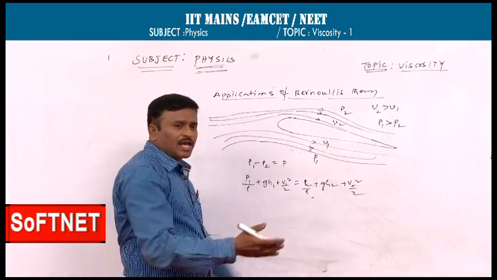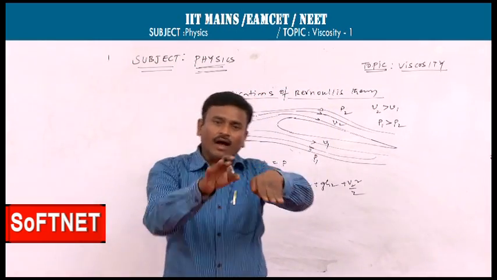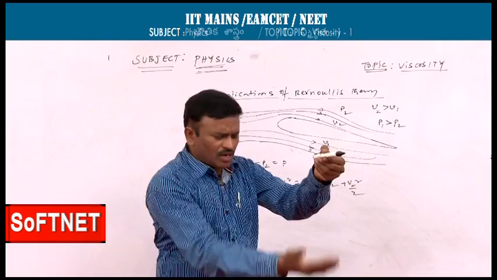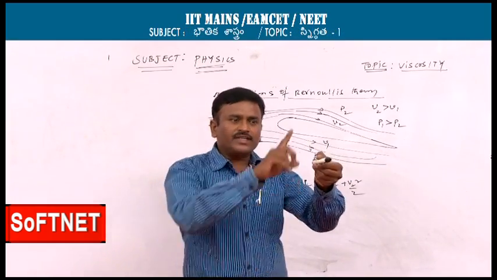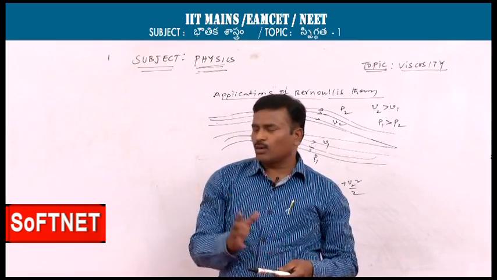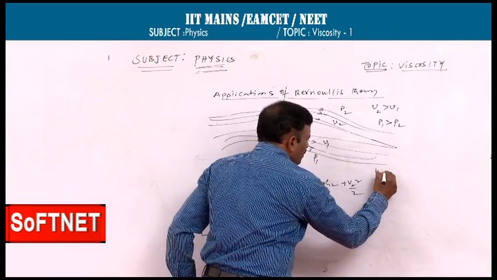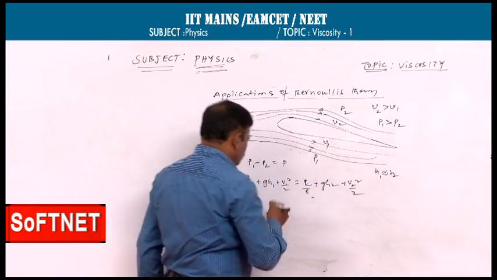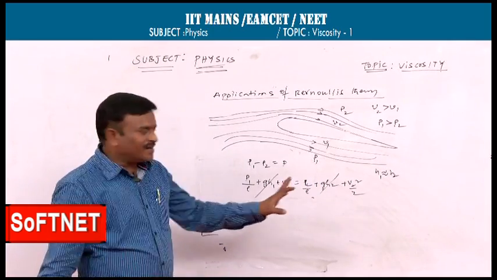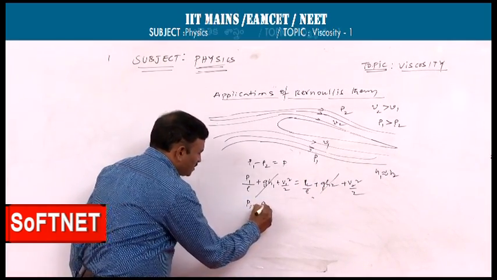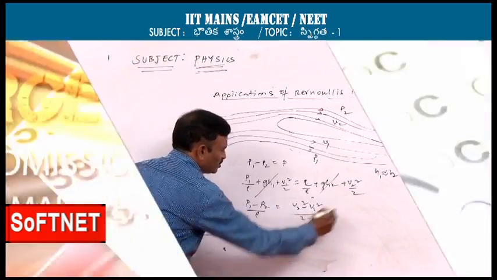Here, let us consider an aeroplane wing at the same height from the ground, lower end and higher end. The thickness of the wing compared to the height of the aeroplane wing from the ground is small, so H1 and H2 are approximately equal. So we can cancel these two. Then (P1 minus P2) by rho is equal to (V2 square minus V1 square) by 2.